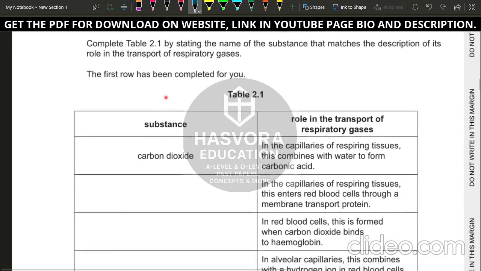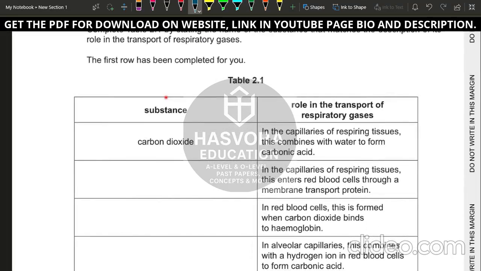Okay, so first of all, they are filled for you is that in the capillaries of the respiring tissue, this combines with water to form the carbonic acid. So this was the easy one. So this is the carbon dioxide, because your carbon dioxide combines with your water to form this H2CO3, which is called your carbonic acid.